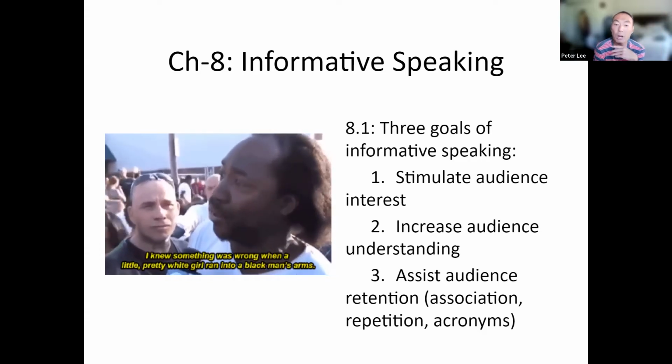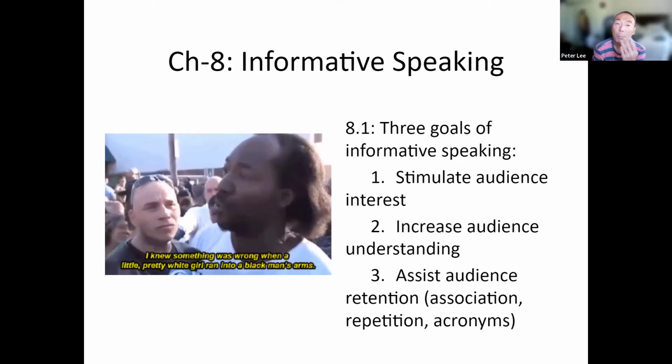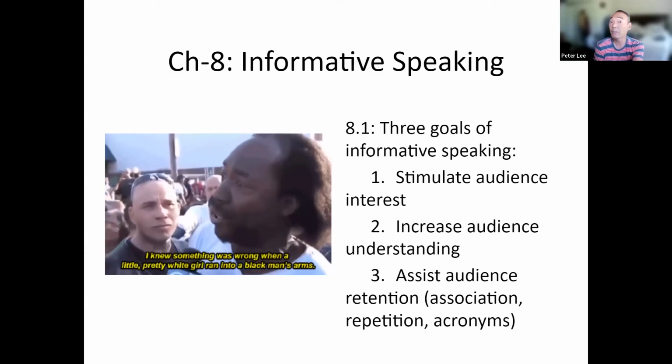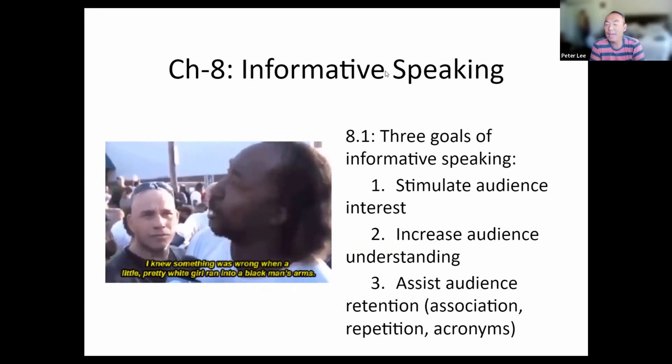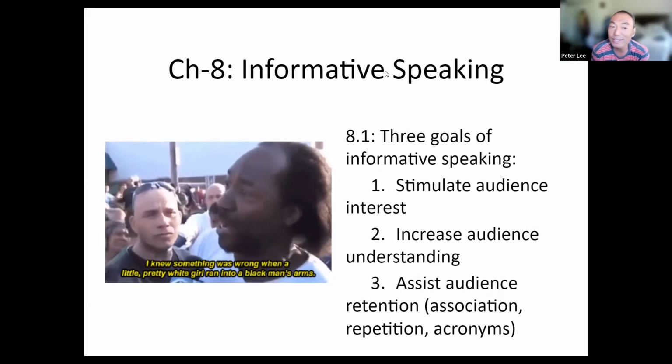Number three, assist audience retention. Help people remember the information you've given them, right? Because how many of us have heard something, and we're like, yeah, this is really, really good. And then when you need to remember it, you can't.